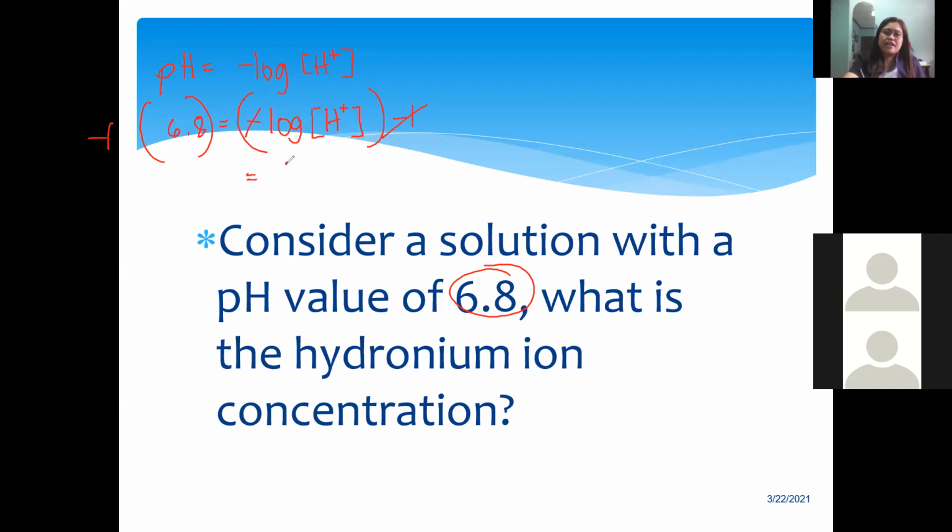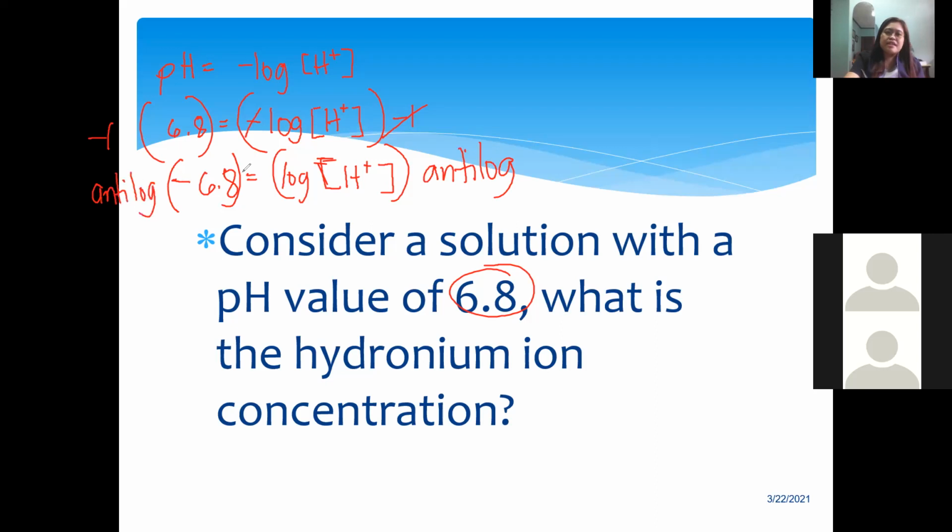Ang maiwan dyan is the log and the H plus. So, ang mangyayari dito sa kabila, it will become -6.8. And then, ang susunod natin ika-cancel, class, is si log. And how do we do that? To cancel the log, you need the anti-log. So, i-anti-log mo yan siya both sides. Kasi log and anti-log, makakancel si log. So, magiging H plus, and then, ang H plus ngayon is anti-log ng -6.8.